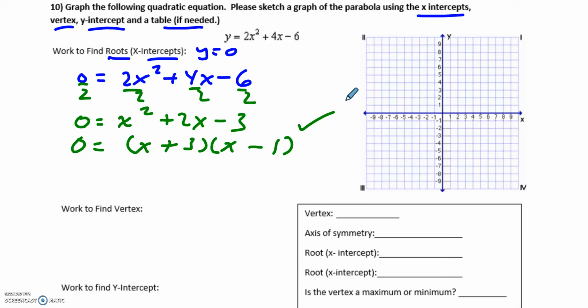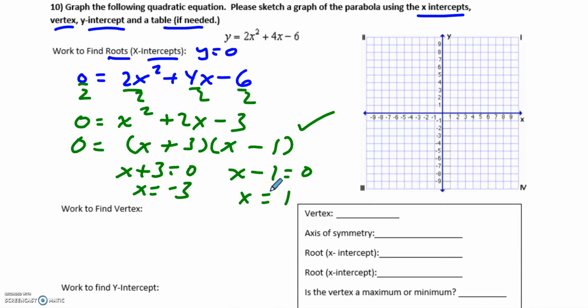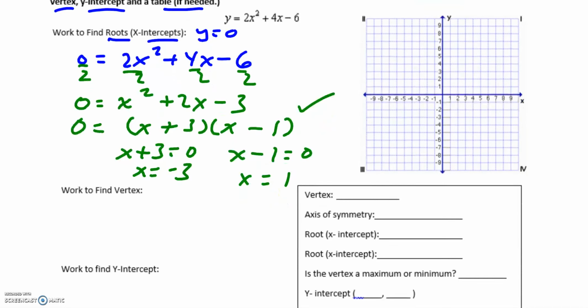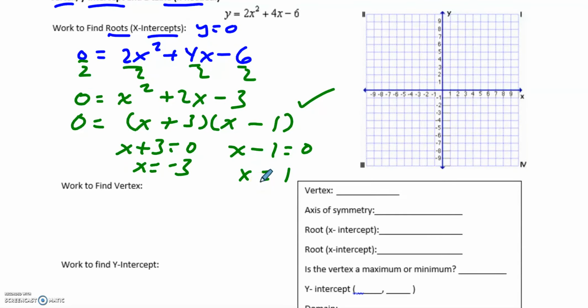Yeah, it factors. So now if I set both of these parentheses equal to 0, my two roots are going to be x equals negative 3 and x equals positive 1. But because roots are really intercepts, we want to write these as points, and I'll write them in this box down here. One root is negative 3, 0, and the other root is 1, 0. And so I'm going to take those and graph them here. Negative 3, 0, 1, 0.